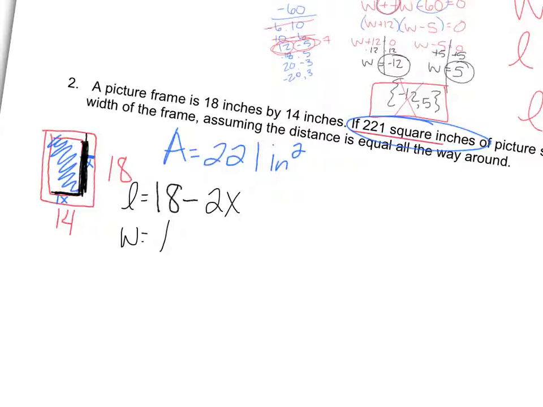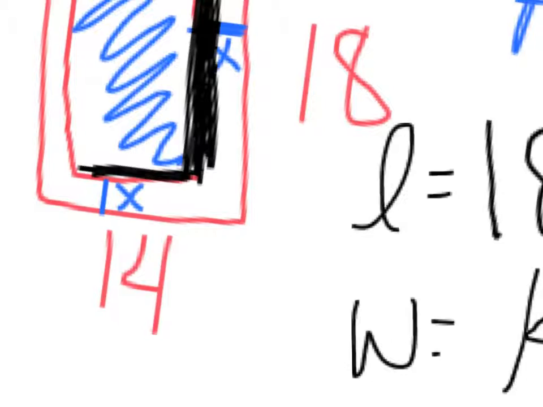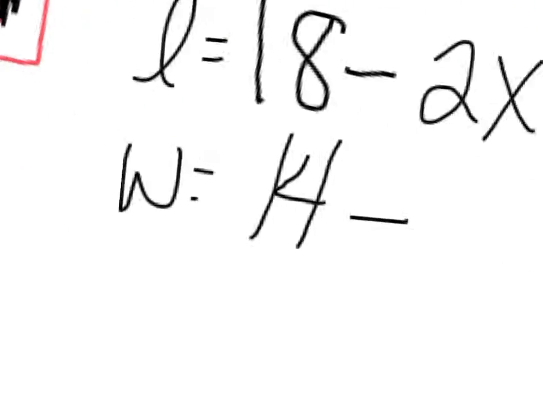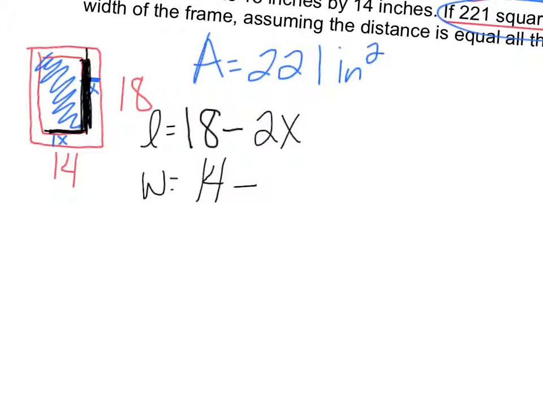The width is 14 minus, because we again have to take off. So we have this whole way across is 14, but we need to take off this amount and this amount. So this would be 1x and this would be 1x. So we're going to take away 2x. So the width would be 14 minus 2x.